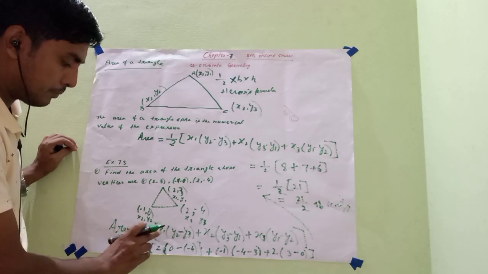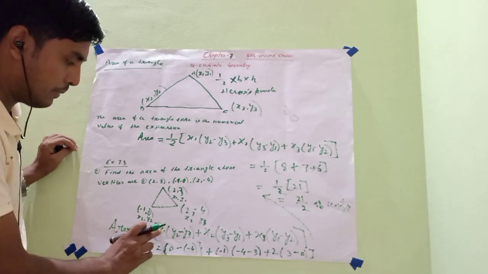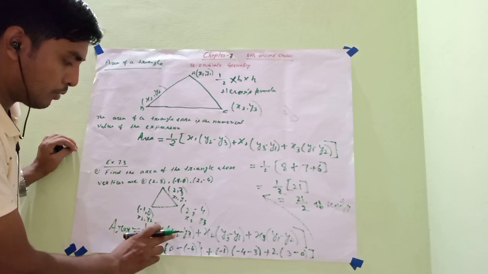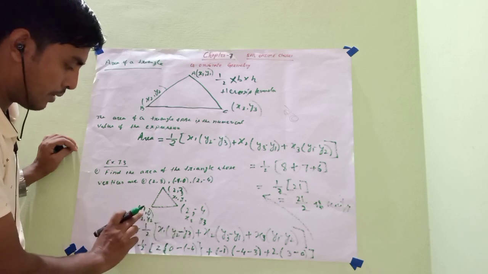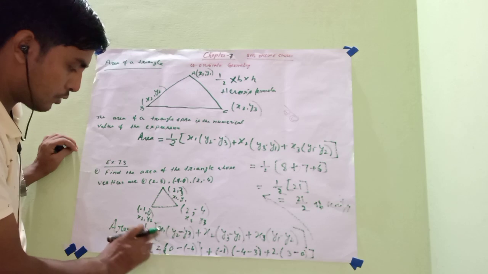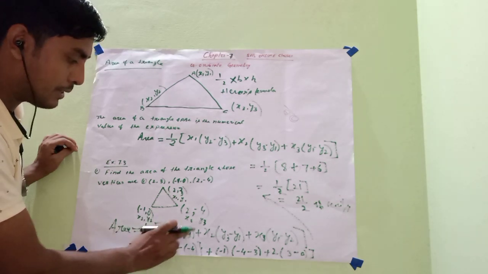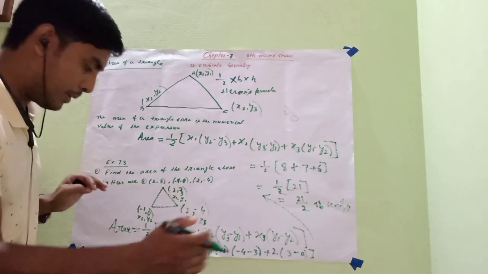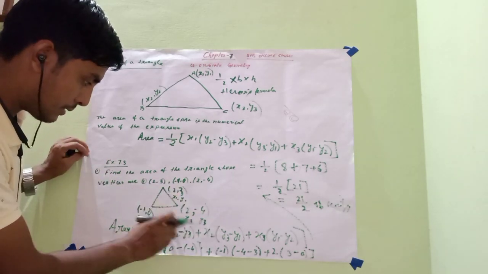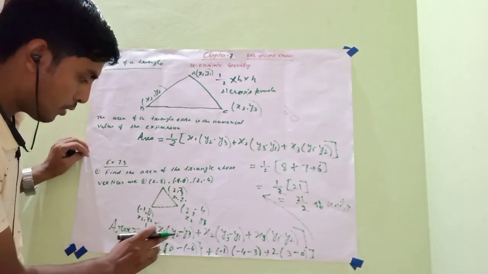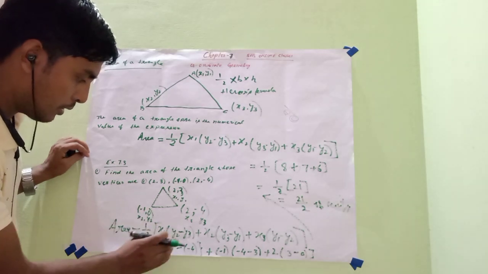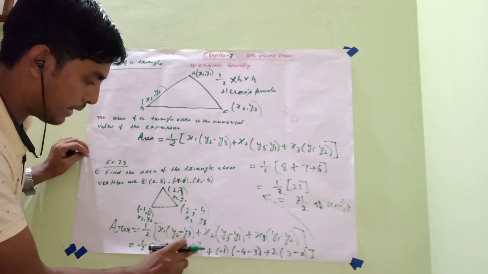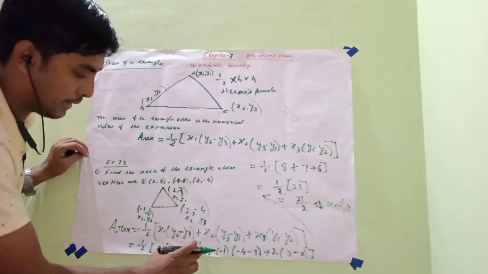See, first of all, x1. What is the value of x1? 2. So I am writing 2 here. Then y2. y2 is 0. Then y3 is minus 4. Already we have a minus here, then you have to write it under bracket as minus 4 and change the sign.